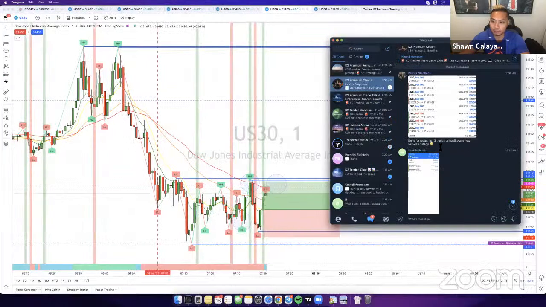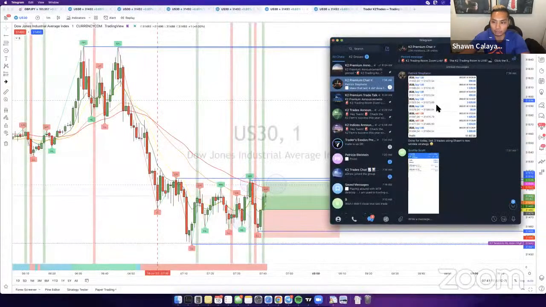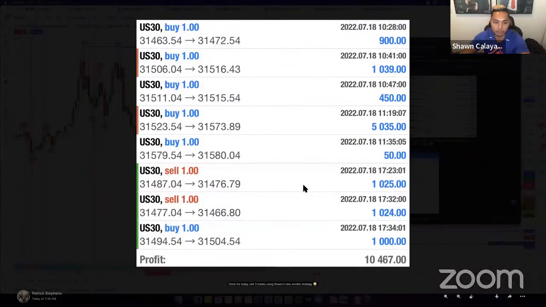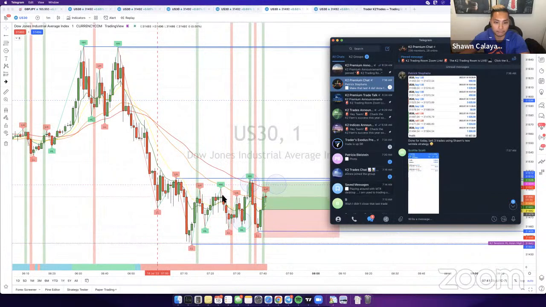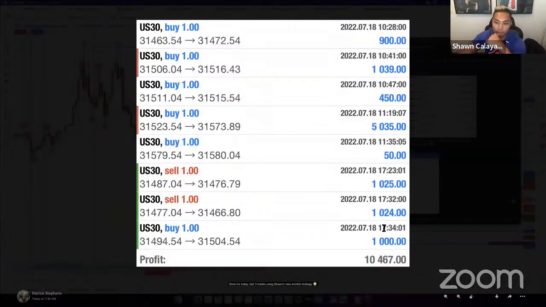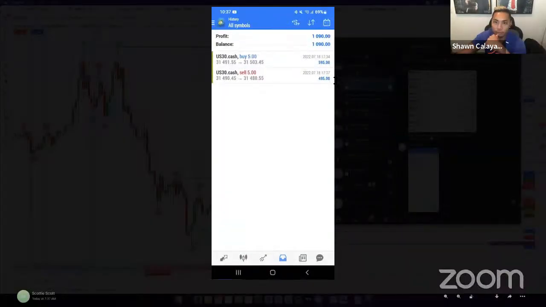Patrick said, nice. Patrick said, done for the day, last 3 trades using Sean's new wrinkle strategy. It's a nice name for it, Patrick. So Patrick's been applying what I just showed you guys today. This is what's key, guys: if you actually pay attention to what I'm explaining and use it to your advantage, Patrick over here actually used it. The last 3 trades here hit full TP. He took a sell and then took a buy. He's basically just looking back to the previous high lows. So great work right there, Patrick. Total profit of 10,467 on that account. Nice work, Patrick. Scotty over here as well, locked in 1,090.